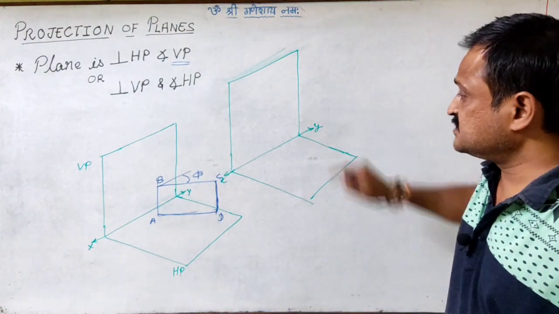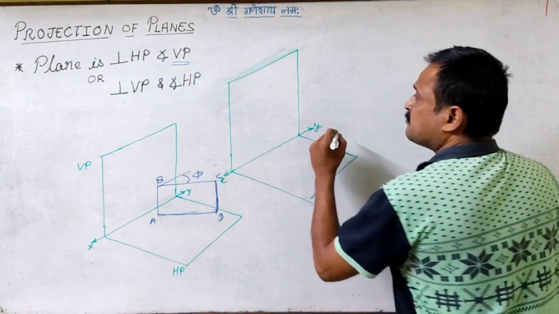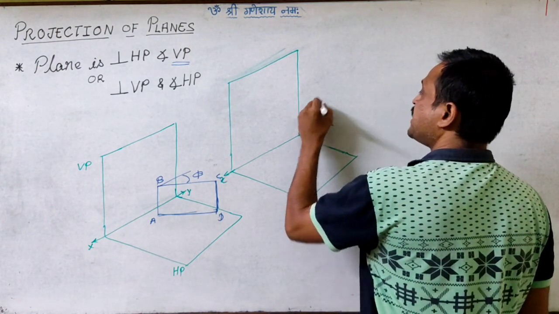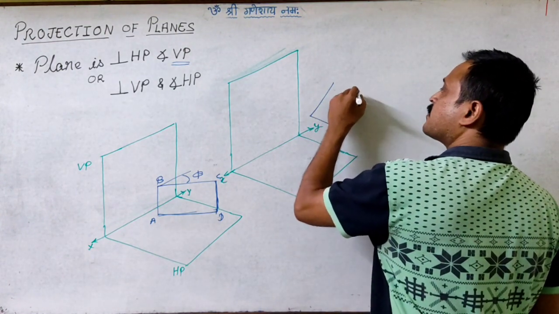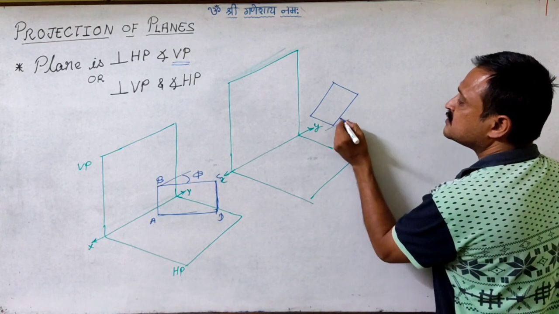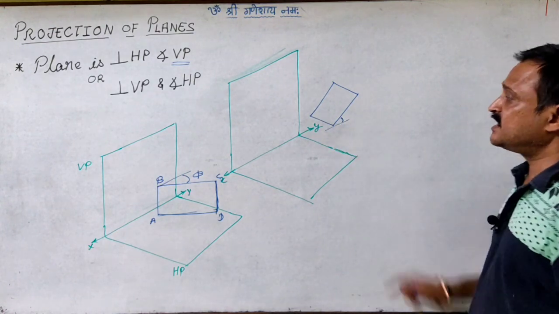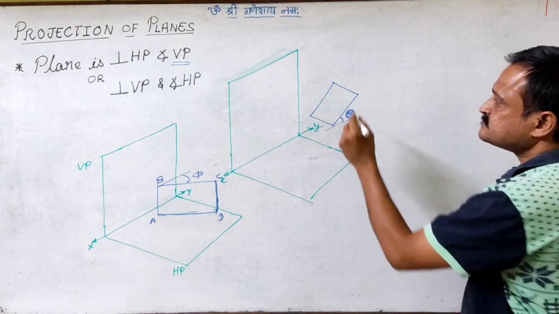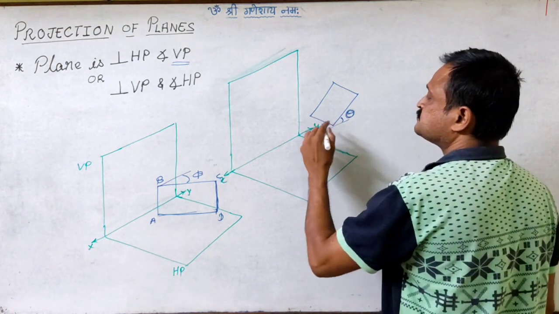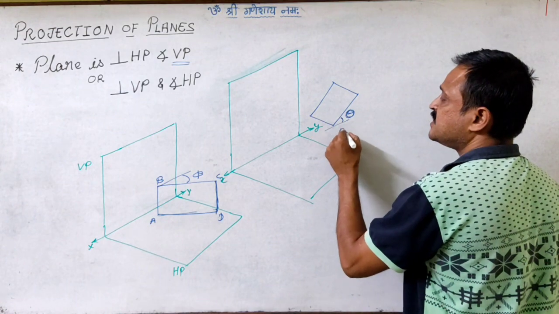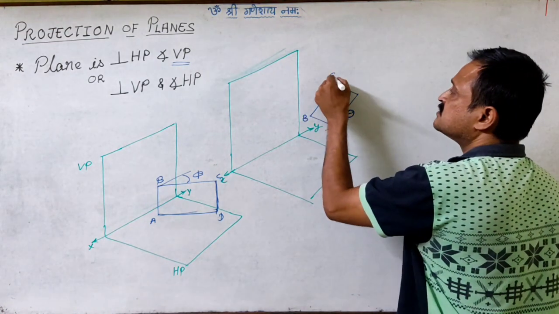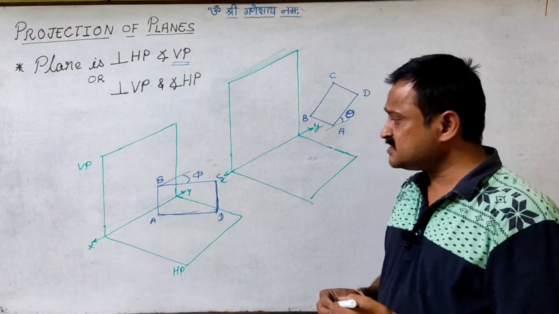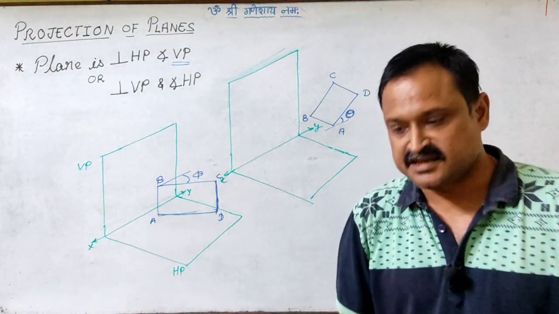For this condition, it is perpendicular to VP. So let us say it is placed in this way, right? And it is inclined to HP, and inclination with HP is theta, right? So say this is A, corner B, C and D, right? Now let us see what can be the projection.